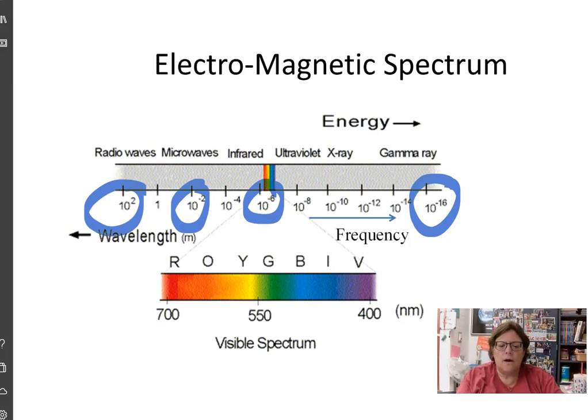When we're talking about light waves, it's in the nanometer range, which is 10 to the negative 9th. So it's 3, 6, 9 times smaller than a meter. Ultraviolet rays, X-rays, and gamma rays are all extremely small.